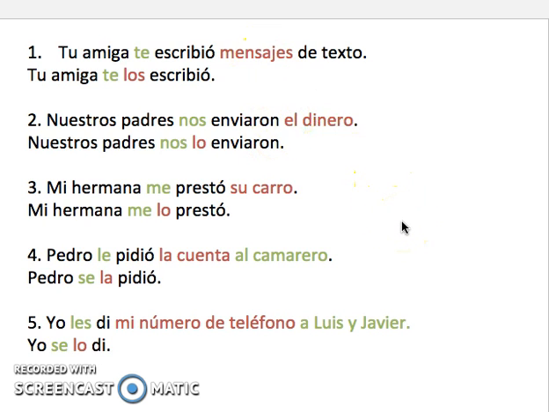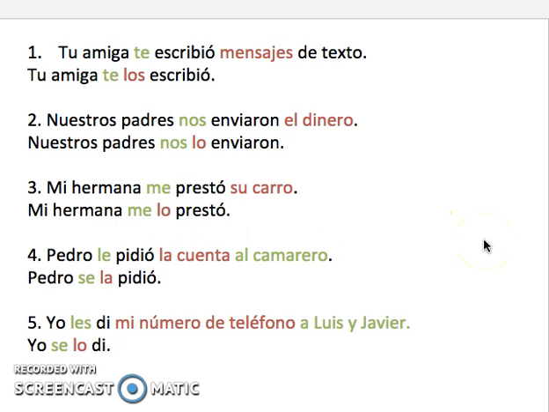3. Mi hermana me prestó su carro. So she lent me her car, right? Entonces mi hermana me lo prestó. So lo es el carro y me stays there. And it's always indirect first and then direct.